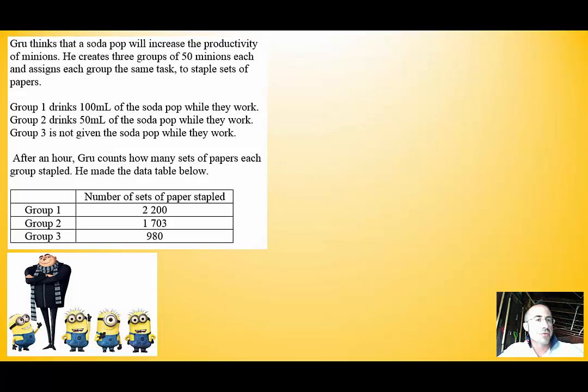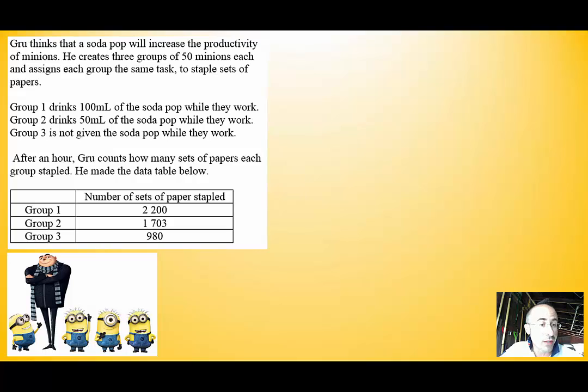Okay, so Gru thinks that pop soda will increase the productivity of the Minions. He creates 3 groups of 50 Minions each and assigns each group the same task, to staple sets of papers. So his 3 experimental groups are going to be: Group 1 drinks 100 milliliters of soda pop while they work, Group 2 has 50 milliliters while they work, and Group 3 isn't given the soda pop while they work at all. Okay? So after an hour, Gru counts the number of sets of papers each group stapled, and he made the table that's below.